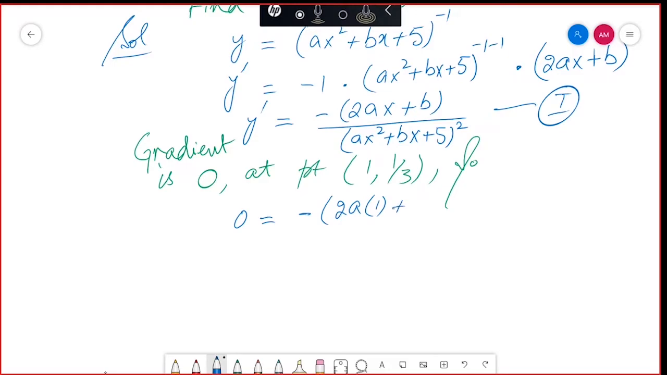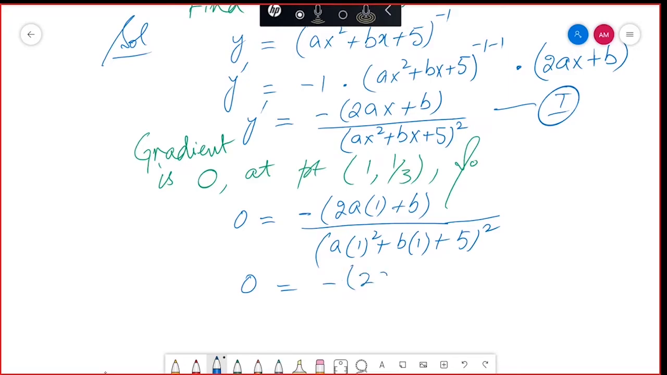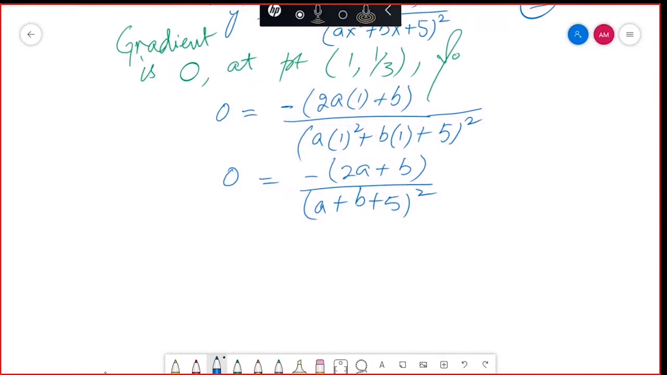You don't have to write it. Plus b, then a times 1 square plus b times 1 plus 5, whole square. So 0 is equal to minus 2a plus b over a plus b plus 5, whole square. So far so good. And we know we can cross multiply it. So this implies minus 2a plus b is equal to 0. Do you know why? Any question about this? Well, I'm not sure.